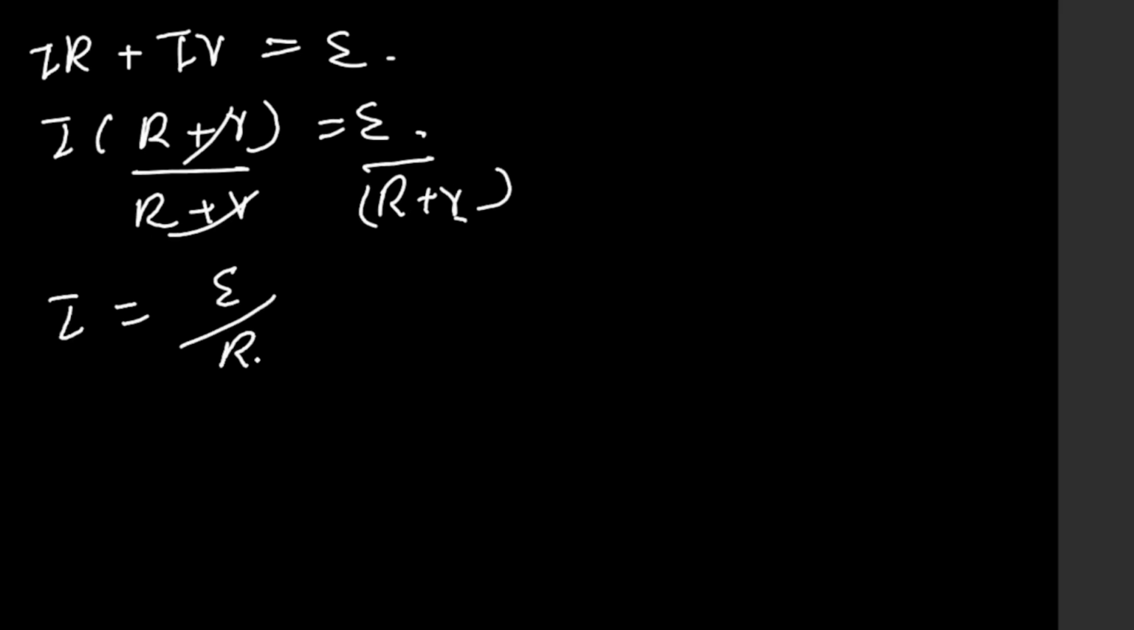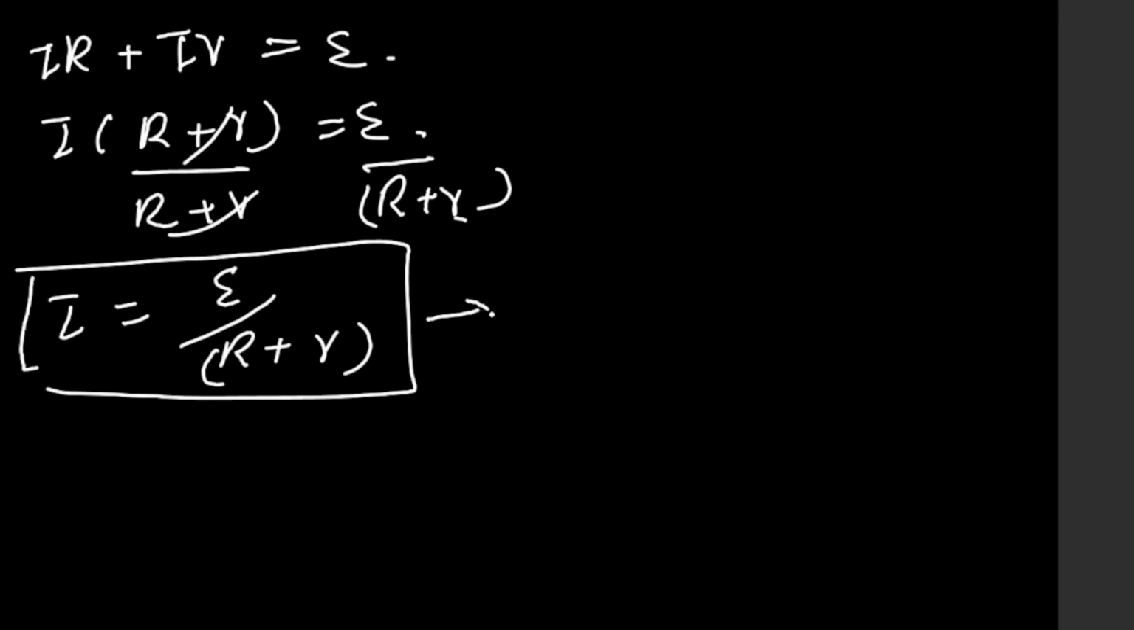IR plus I times r is equal to E, and as we know the current in the circuit is the same, so I is common and we take it out. This is I times (R plus r) equals E, and dividing by R plus r on both sides we get I equals E divided by capital R plus small r, the internal resistance. This is the current flowing in the circuit. Let's say it is equation 2.